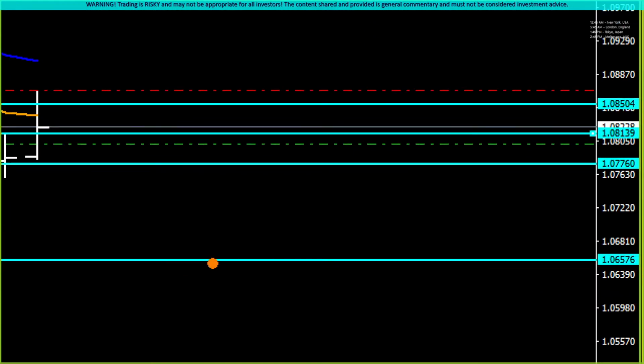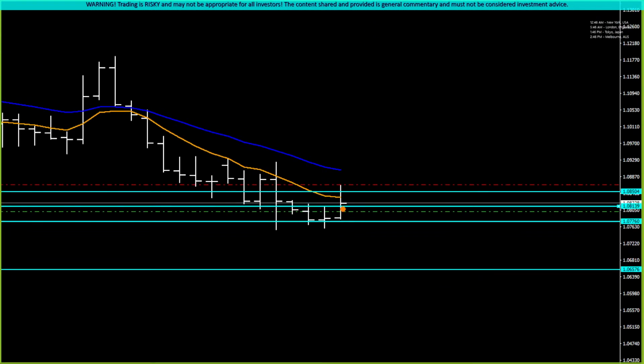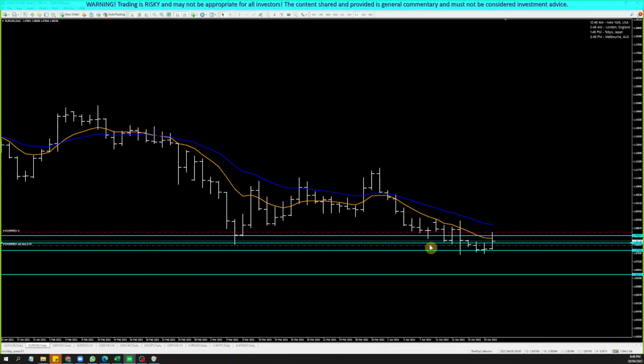Now, ito yung next plan ko. Just in case that happens, and the price continues far more lower, I will have another entry price here anticipating a much bigger bearish engulfing, which is on D1. Okay? So, yun yung gagawin ko.